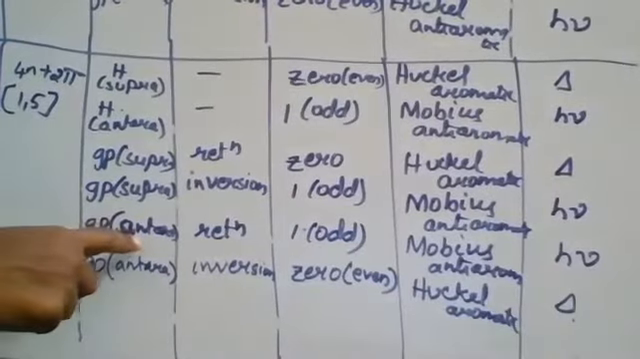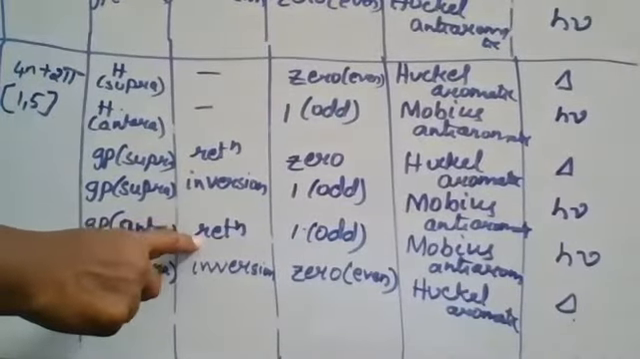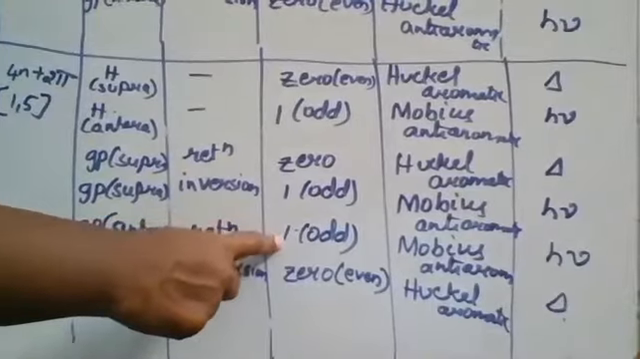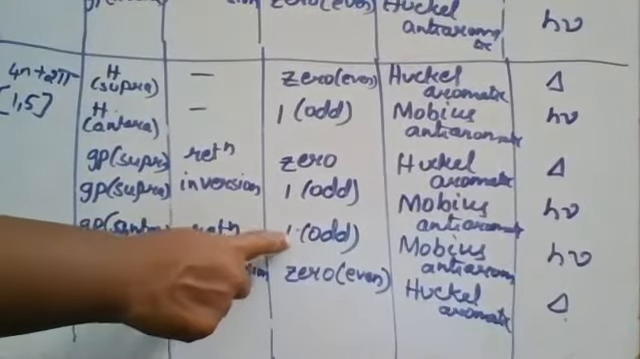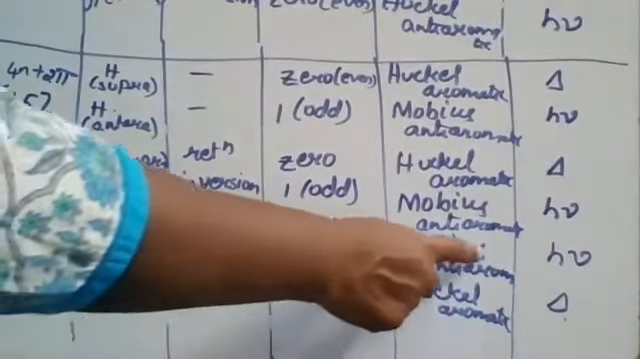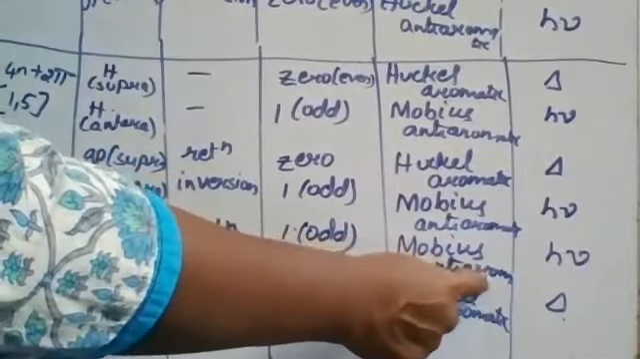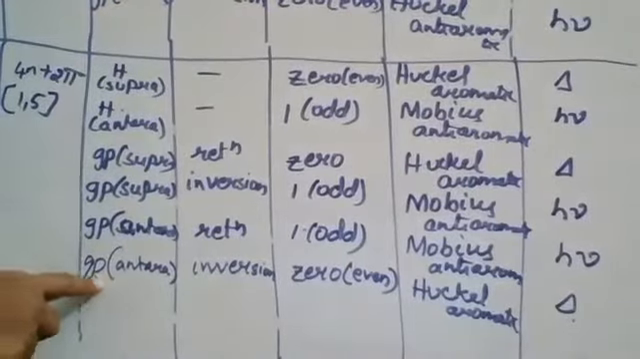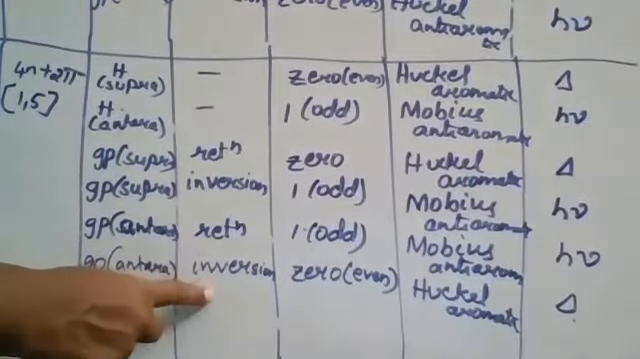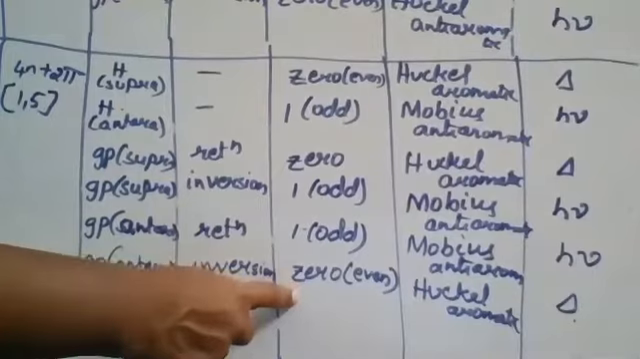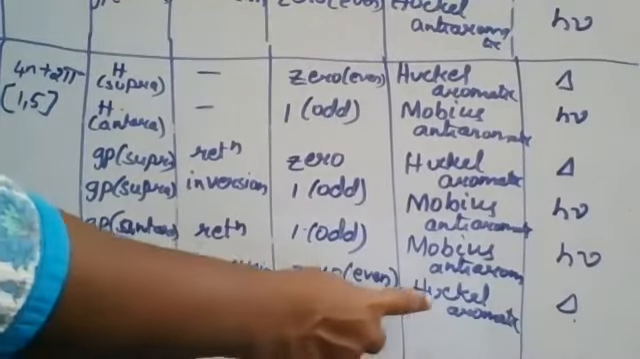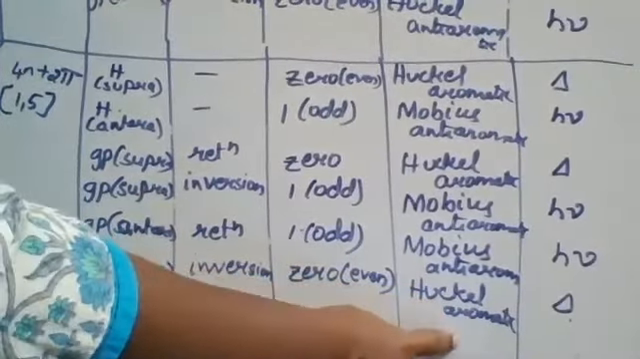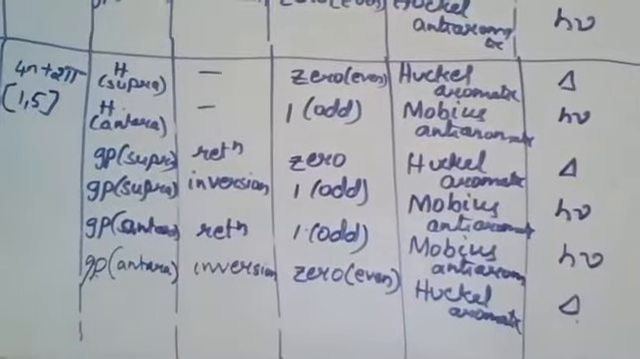Group migration antarafacially with retention of configuration involves 1 node, that is odd number of nodes. It is classified as a Mobius anti-aromatic transition state, hence photochemically allowed. Group migration antarafacially with inversion of configuration involves zero or even number of nodes. It is a Huckel aromatic transition state, hence thermally allowed.